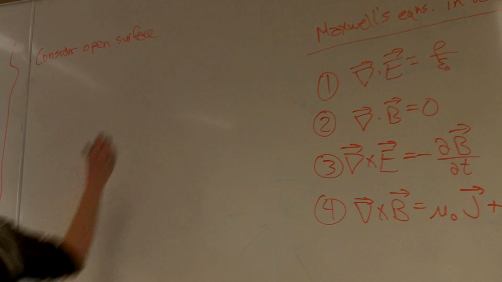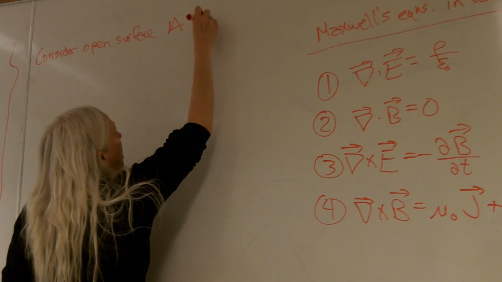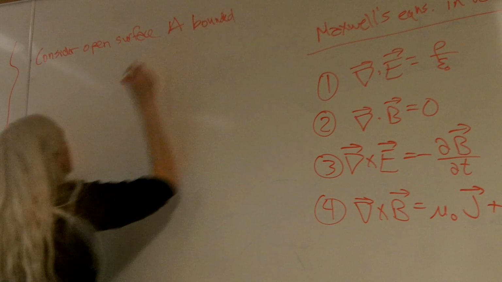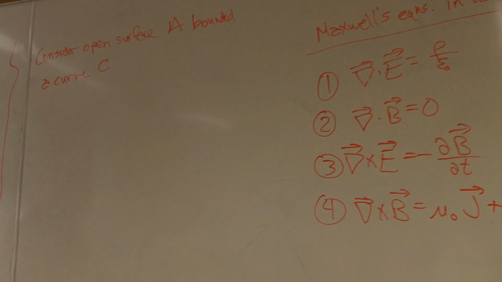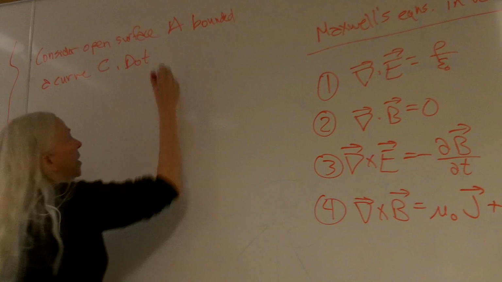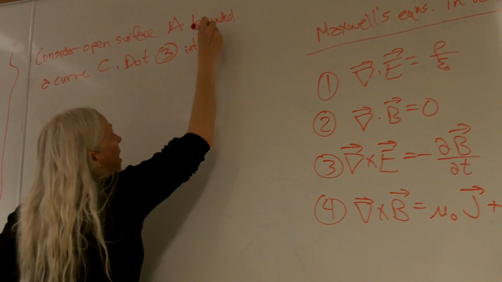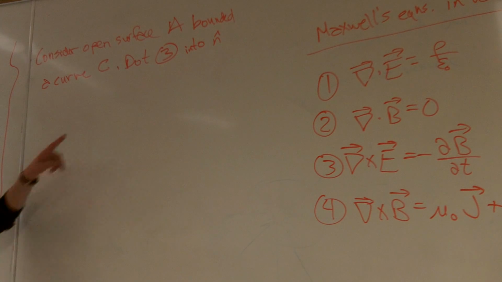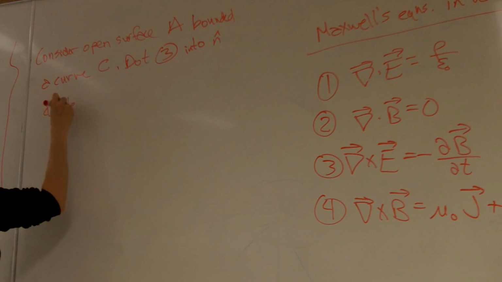So we're going to consider some kind of open surface A, let's say, which is bounded by a curve C. So curve C forms the boundary of that surface, in other words. And so we're going to take equation 3 of Maxwell's equations, and we're going to dot it into the n hat unit vector, which as usual is a unit vector perpendicular to the surface we're looking at, and then integrate over that surface.